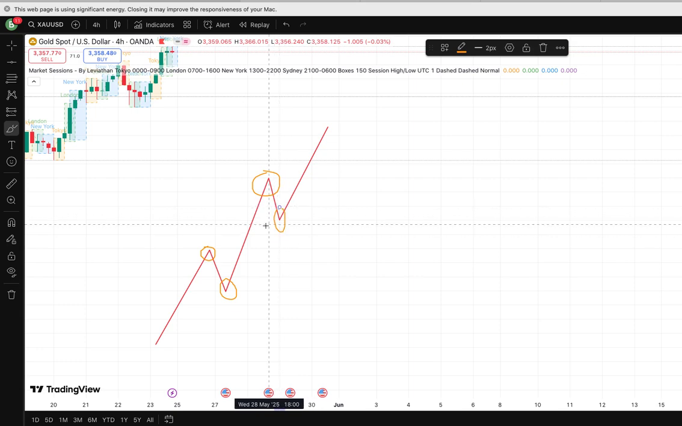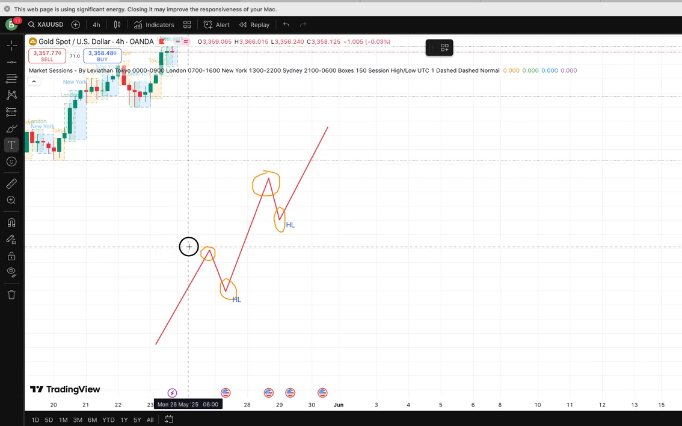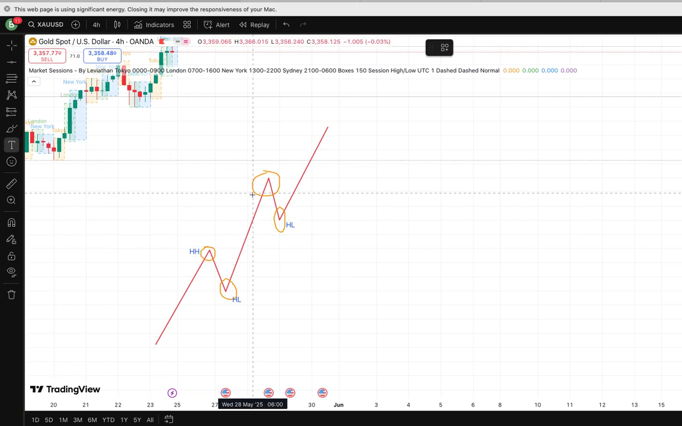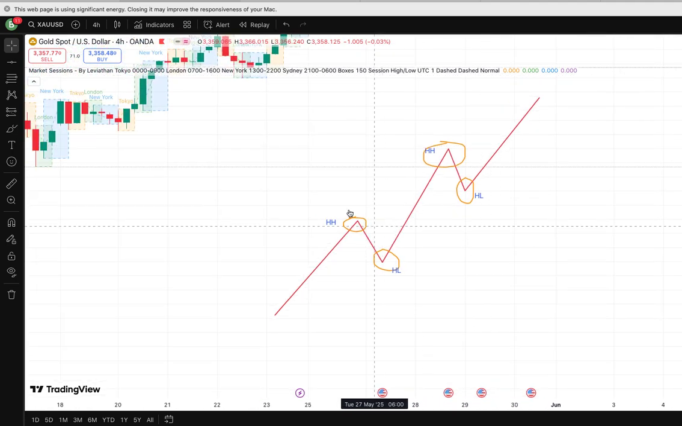You must be used to that by this point in time. So this is a higher low. This is a higher low. This is the higher high, and this is the higher high. You can as well call it the swing point. You can call it the swing point.